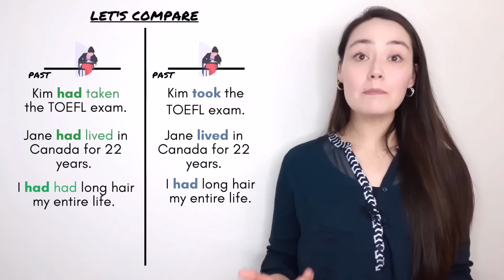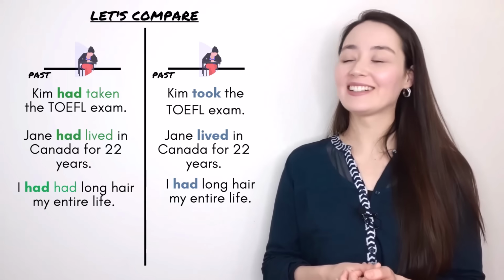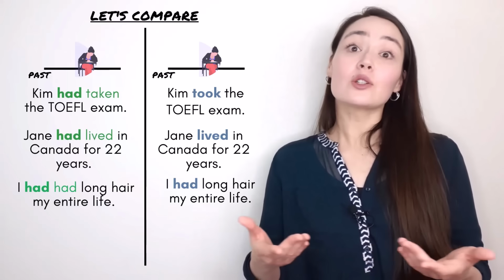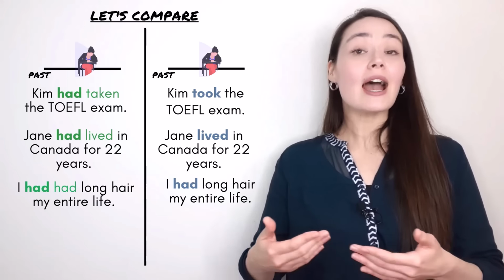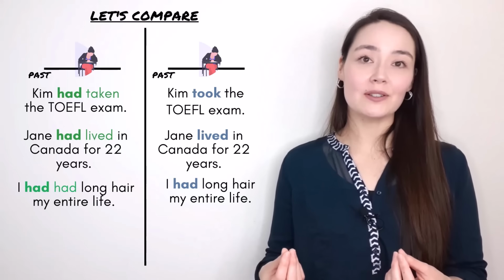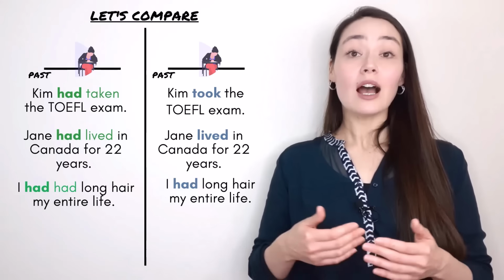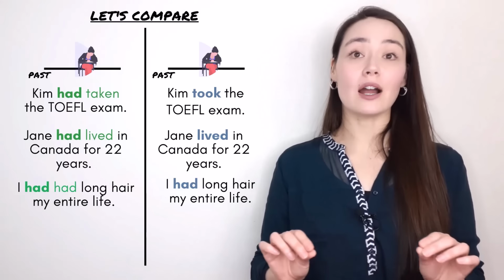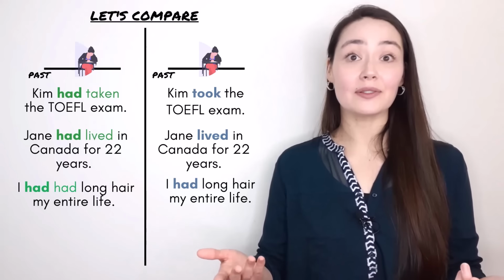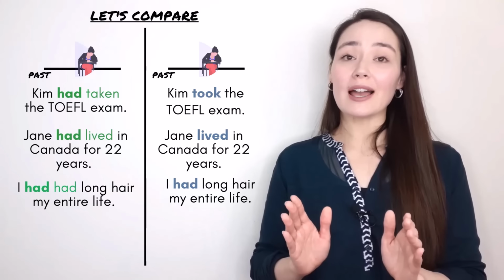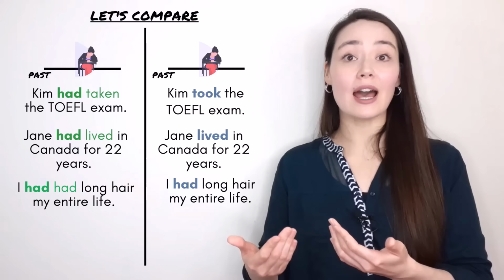Right, let's compare the past simple and the past perfect. Kim had taken the TOEFL exam. Kim took the TOEFL exam. Jane had lived in Canada for 22 years. Jane lived in Canada for 22 years. I had had long hair my entire life, or I had long hair my entire life. The past perfect actions, again, are actions that happened before another past action.